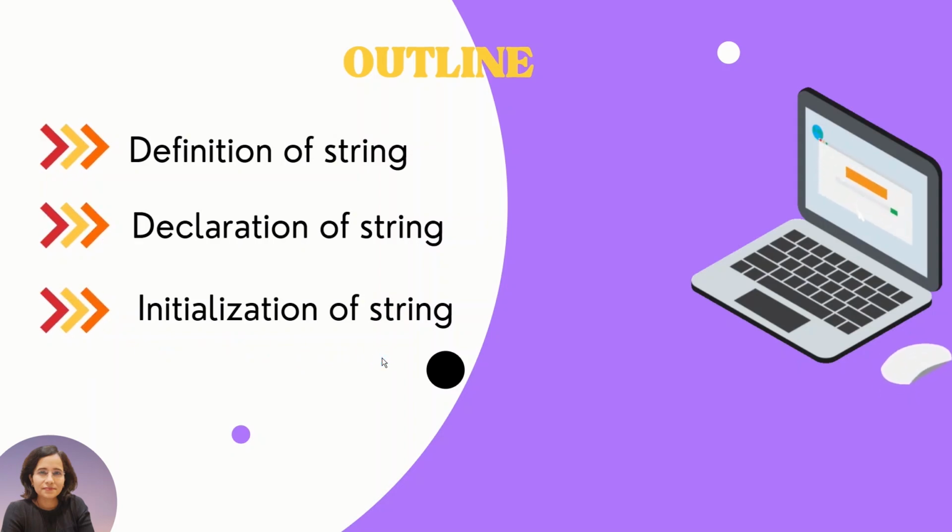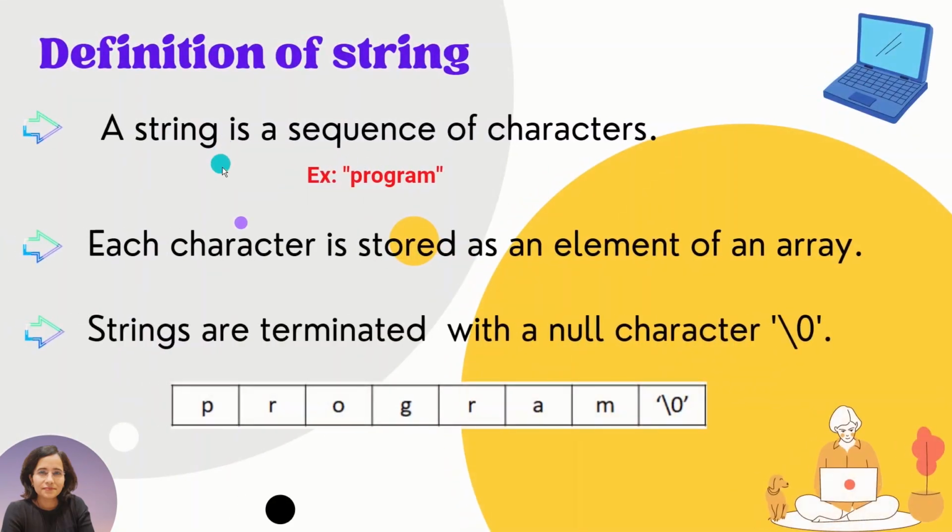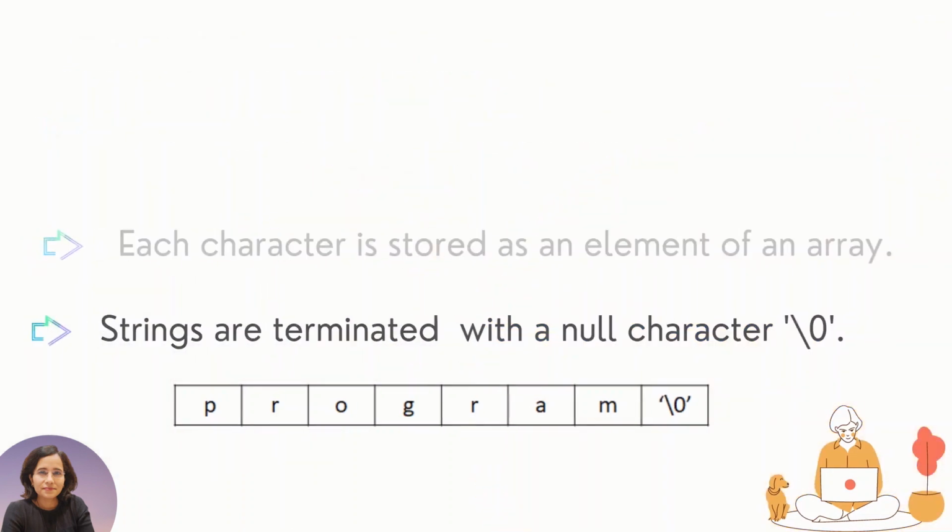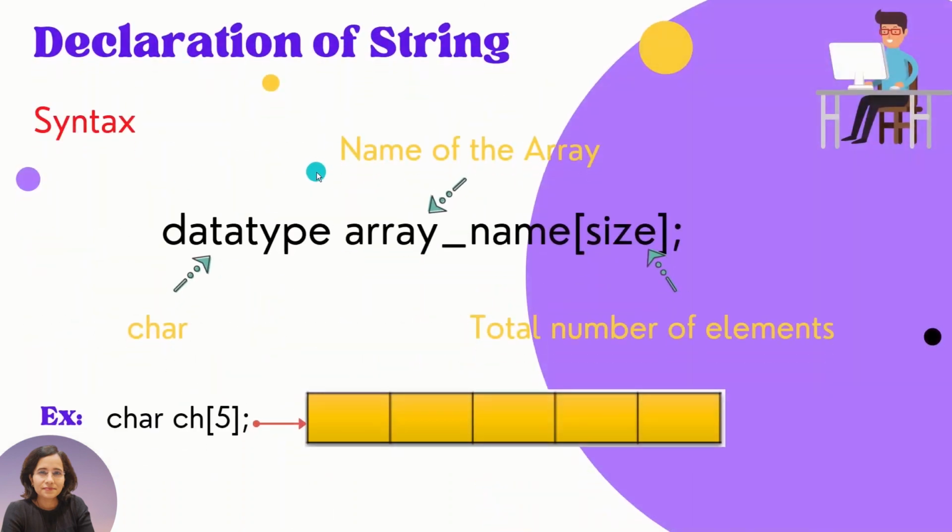So let's get started. A string is a sequence of characters, or we can say array of characters. As C doesn't support string data type, that's why we should represent string as a character array. Each character is stored as an element of the array. You can see here, all the strings are terminated with the null character, that is \0, to mark the end of that string. Now let's try to understand how to declare the string.